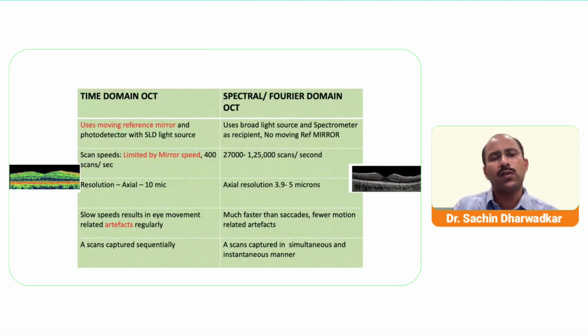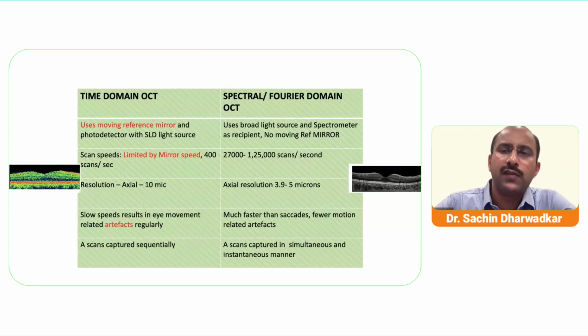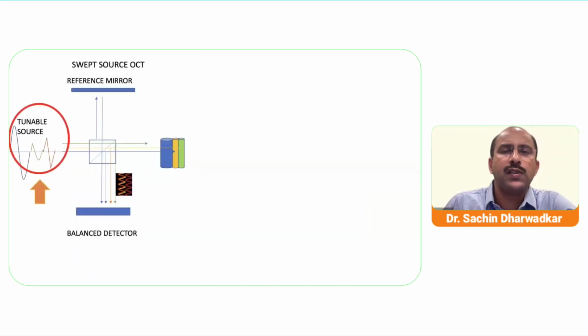The resolution of the time domain was around 10 microns, whereas in the spectral domain, it is reduced to 3.9 to 5 microns, which is very, very important, as we saw that we are talking about detecting around 50 micron loss from the 95th to the 5th percentile. The slow speeds resulted in more artifacts in the time domain OCT, and the spectral domain is much faster than the saccades, so you have fewer motion related artifacts. So these are the basic, most important clinical aspects of the differences in time and spectral domain OCT.